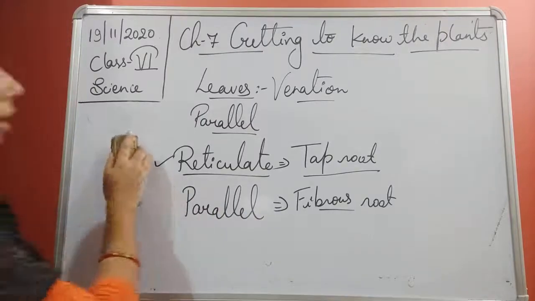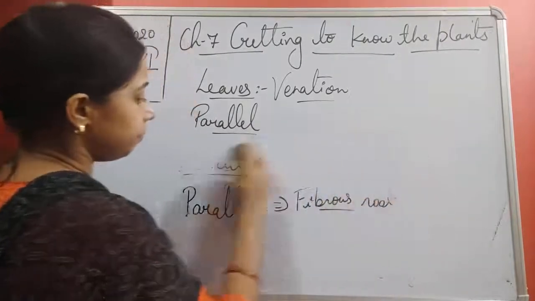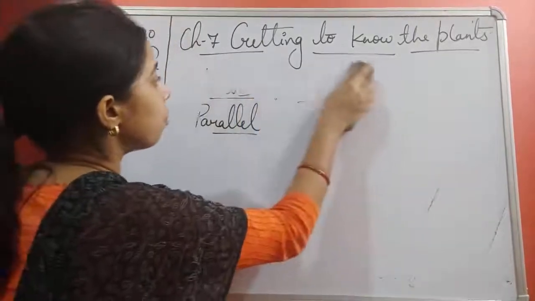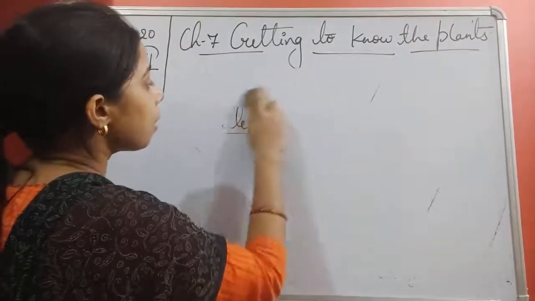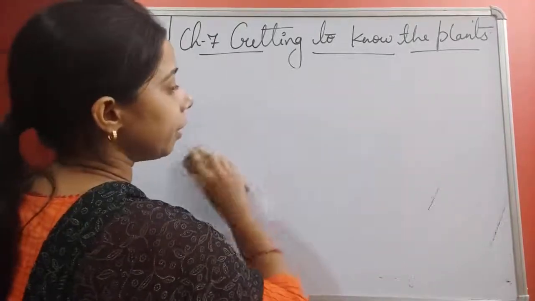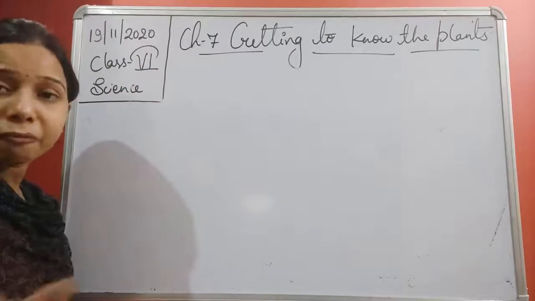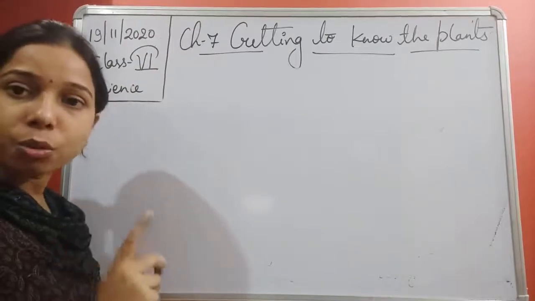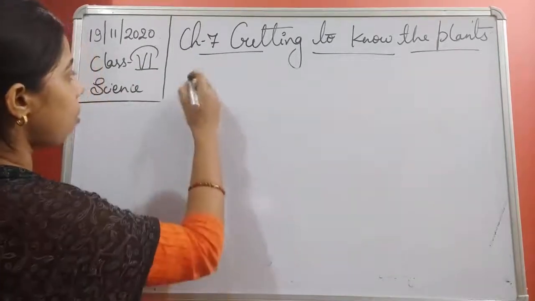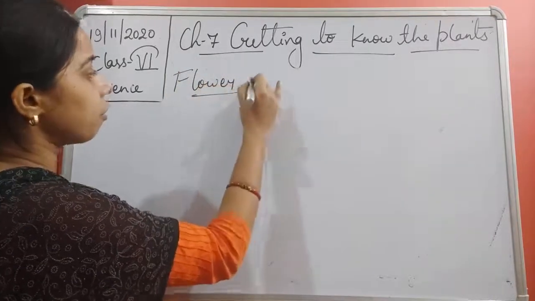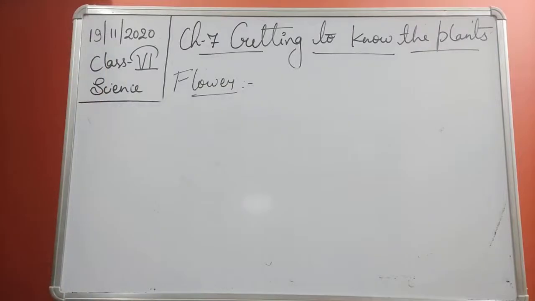Now this was all about the leaves. Now if we talk about the flower, students, so basically what are flowers? This is the very attractive part of the plant, and that is known as the flower. The most attractive part of the plant is the flower.